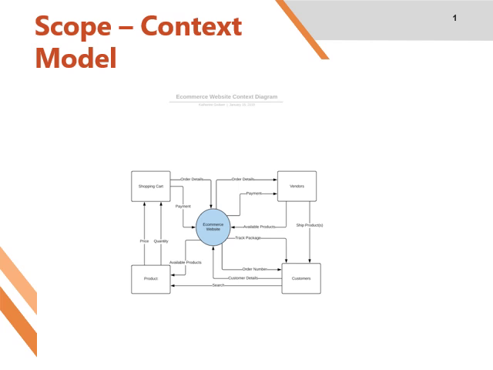So for our scope, we have a context model that shows the boundaries of our e-commerce website system, and it shows how each process is connected to each other and how each of them connects back to the center of the diagram, which is the e-commerce website itself.